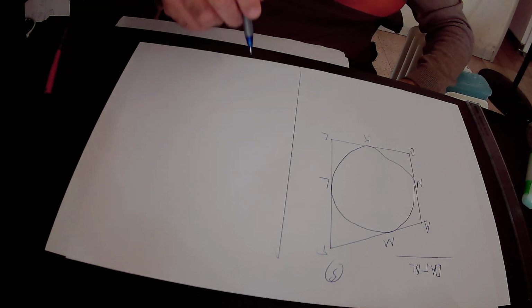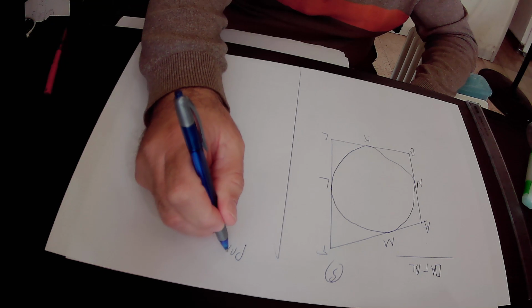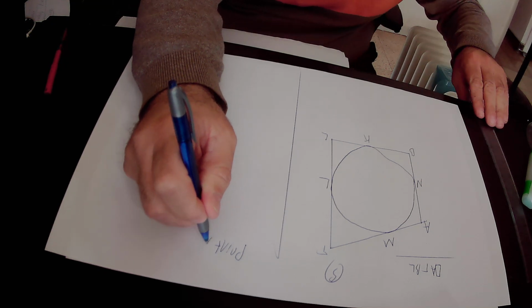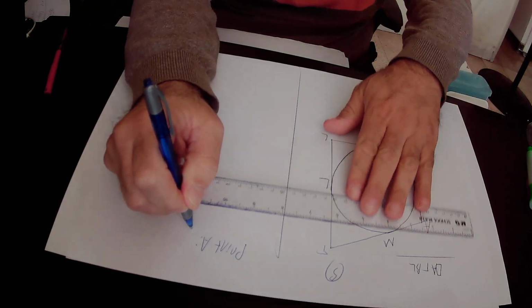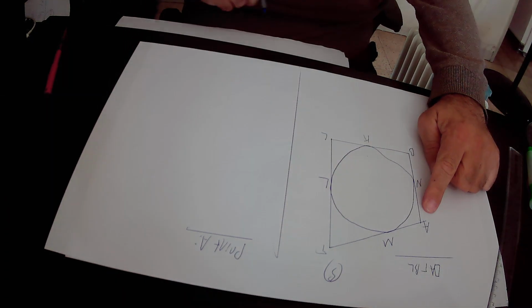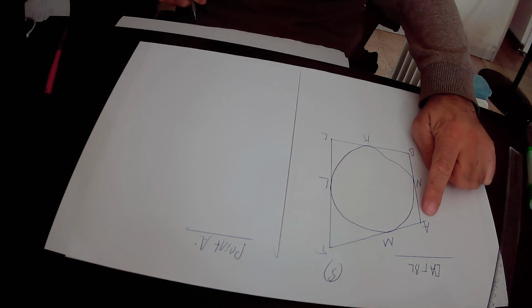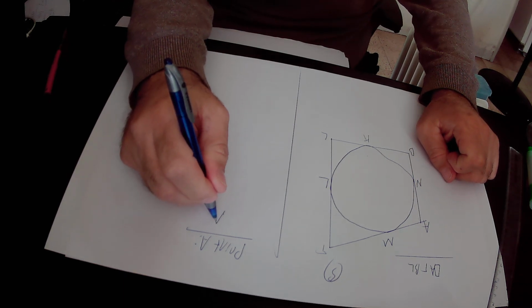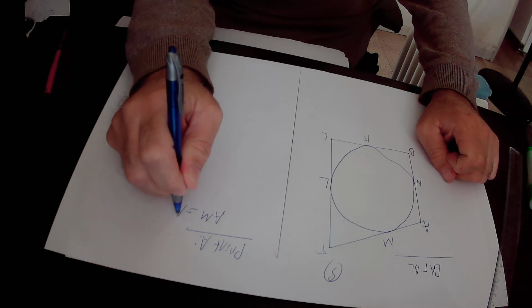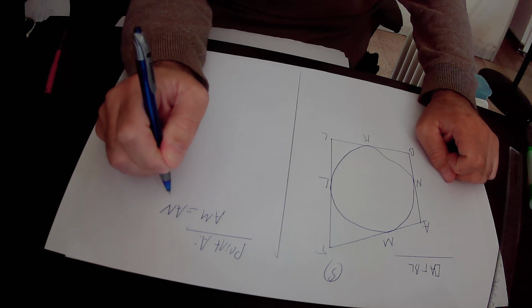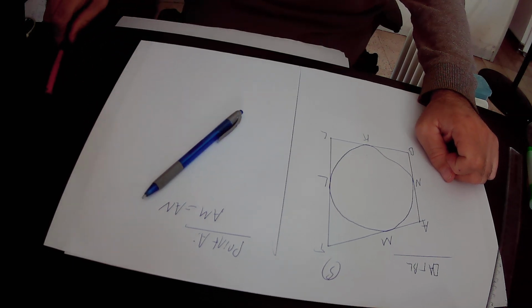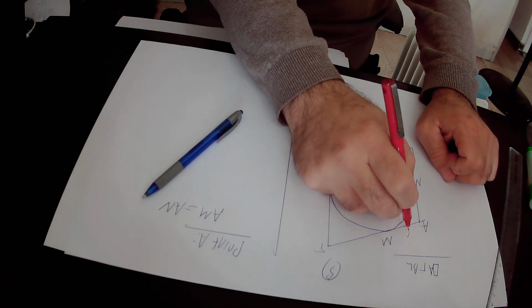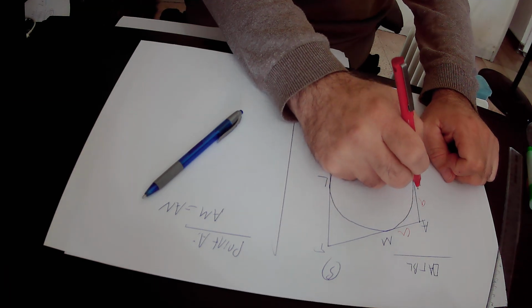if we focus at point A, point A is the common external point. From the common external point, point A, we have two tangents to this circle, tangent AM and tangent AN. And according to rule number 2, AM equals AN. So if AM is a, then AN must also be equal to a.